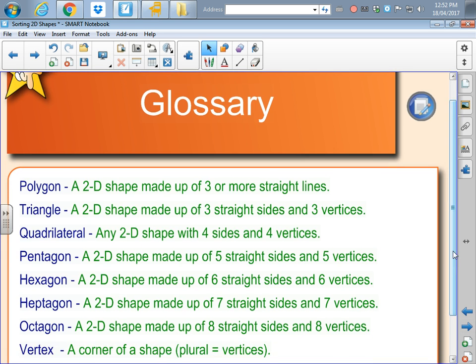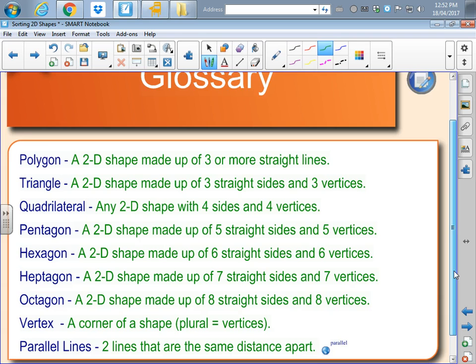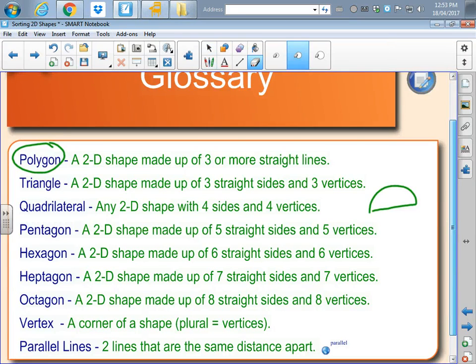Okay. So just a couple of things. This was a new word. A polygon is a two-dimensional shape that's made of 3 or more straight lines. So, Evan, what is a polygon? Polygon is something that's made up of 3 or more straight lines. Yeah, yeah. So can this be a polygon? Why not? It does not have 3 straight lines. A triangle is a polygon. That's right.